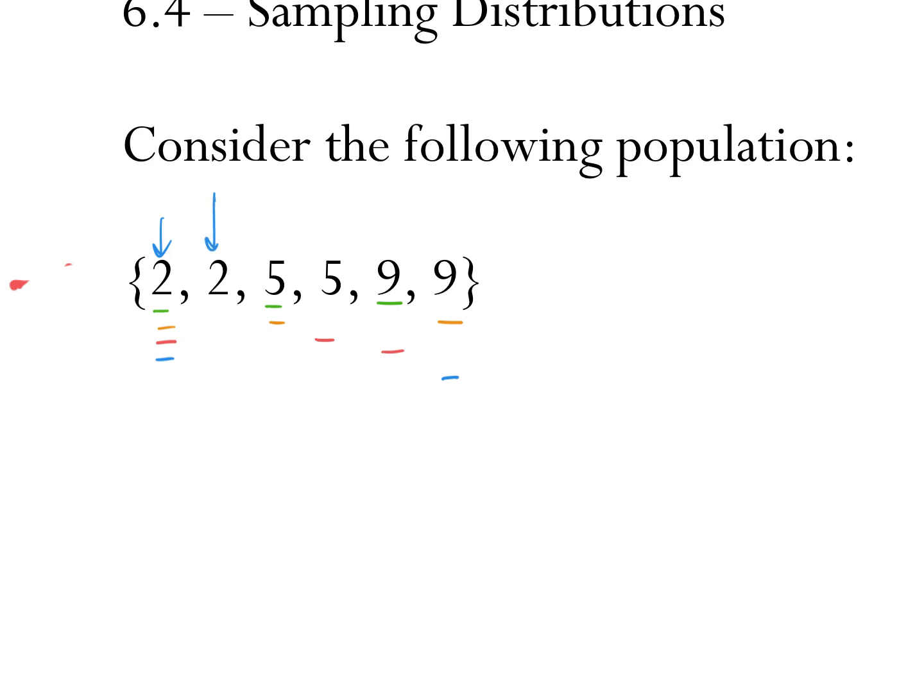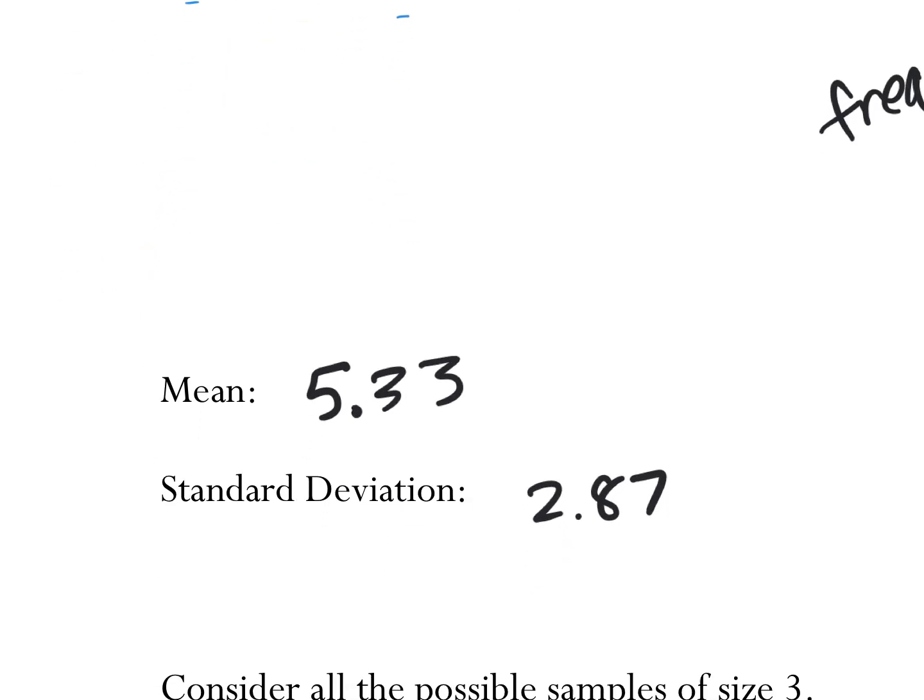And another 4 different ways if this is the 2 I'm selecting. Is everybody with me? And in some respects, we can say, how many different ways can I select a 2? And the answer is 2. Times, how many ways can I select a 5? 2. Times, how many ways can I select a 9? So there's 8 different ways to pick a 2, a 5, a 9. Okay.